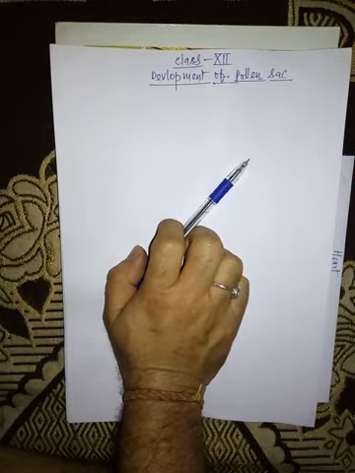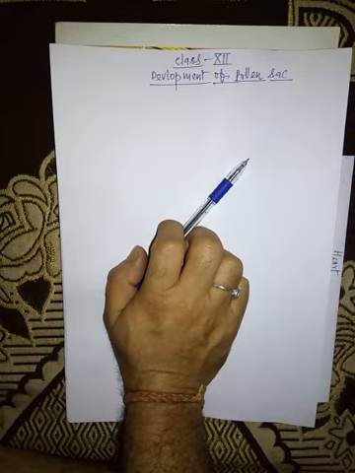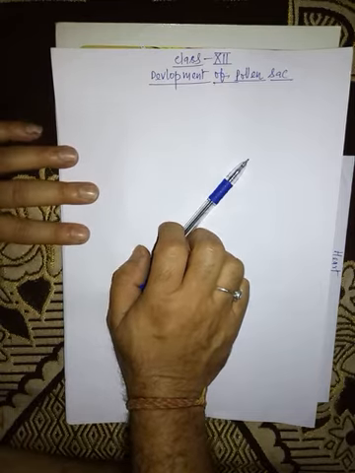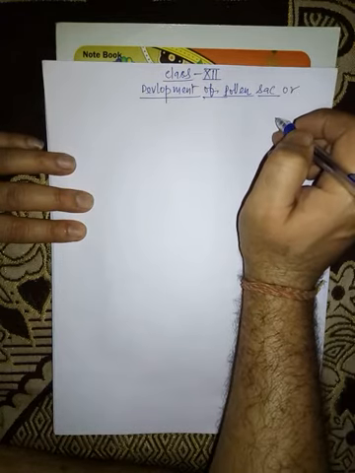In last lecture we have discussed the structure of stamen and carpel or pistil. Today I am taking next lecture on development of pollen sac or microsporangia.